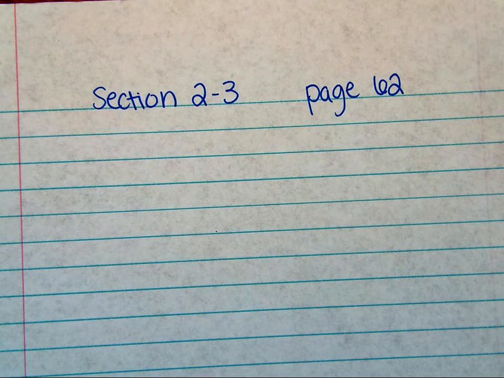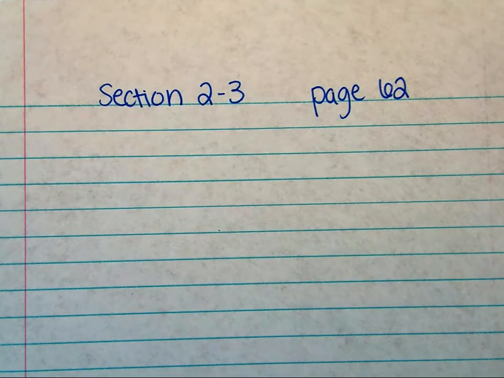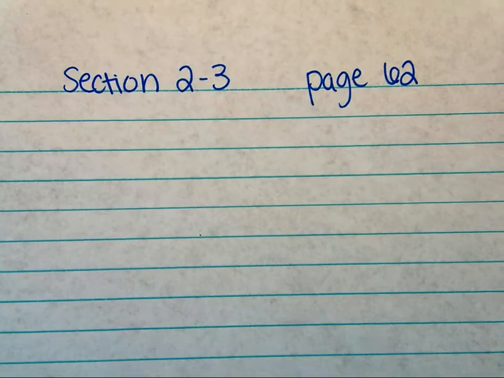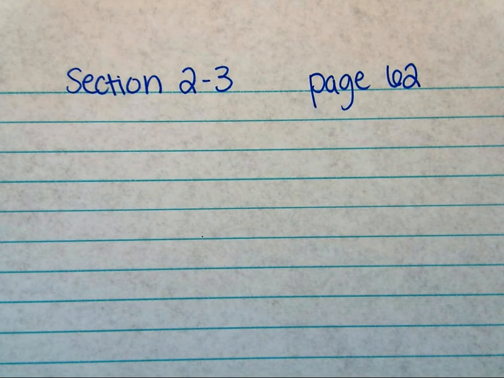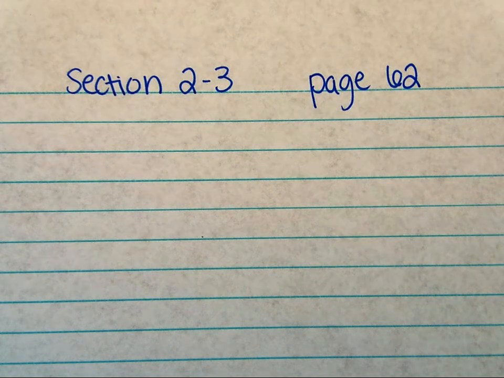Okay, this lesson is going to be on section 2-3. It starts on page 62 in your trig book. So it'd be helpful not only to turn to page 62 and try to follow along, but it would also be helpful if you would have a calculator ready. This section is on finding trig function values using a calculator. So you should be using a calculator for everything you're doing in this section.